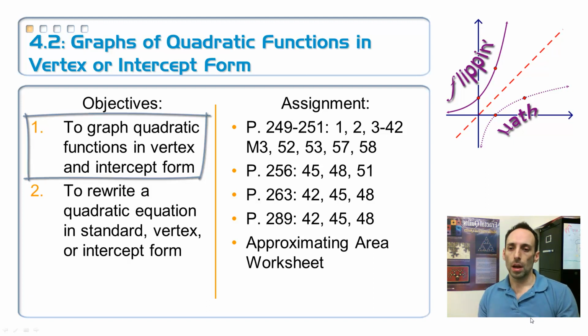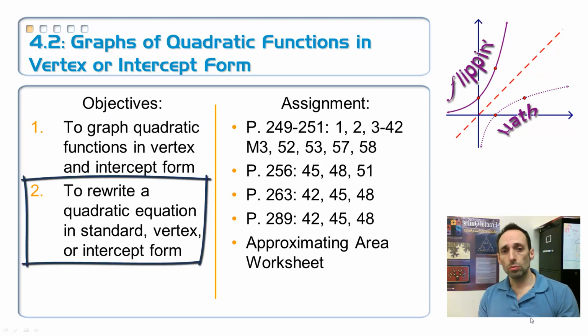If your equation is given to you in vertex form or intercept form, how do you graph it? And then objective two, being able to take those three forms, you got your standard, your intercept, and your vertex form, and being able to turn them into any one of the other ones. Okay? Valuable life skills.